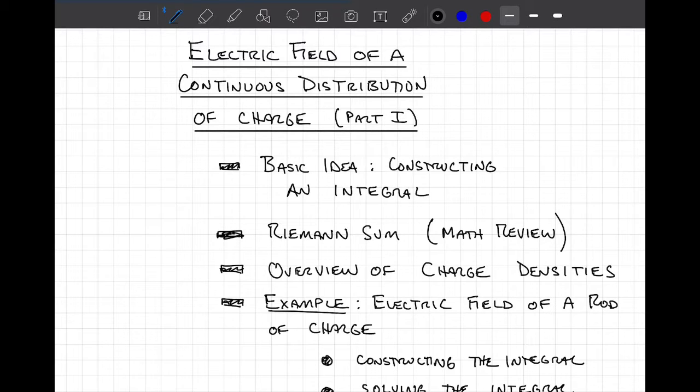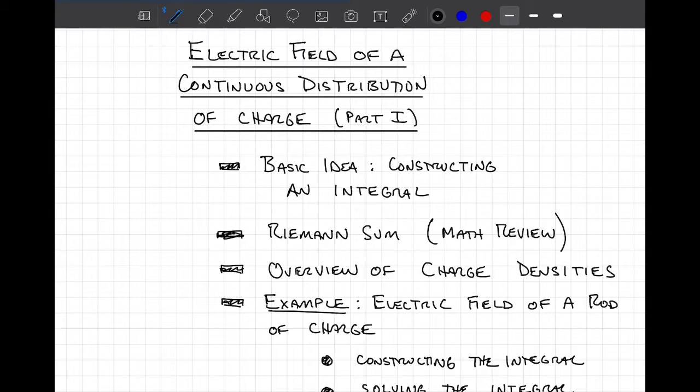This is a lecture on the electric field due to a continuous distribution of charge, and we'll split it into two parts. In this first part, we'll talk about the basic idea, which is that you need to construct an integral in order to solve a problem of this form. Most of the work will be in the process of constructing an integral, and that's what we're going to cover.